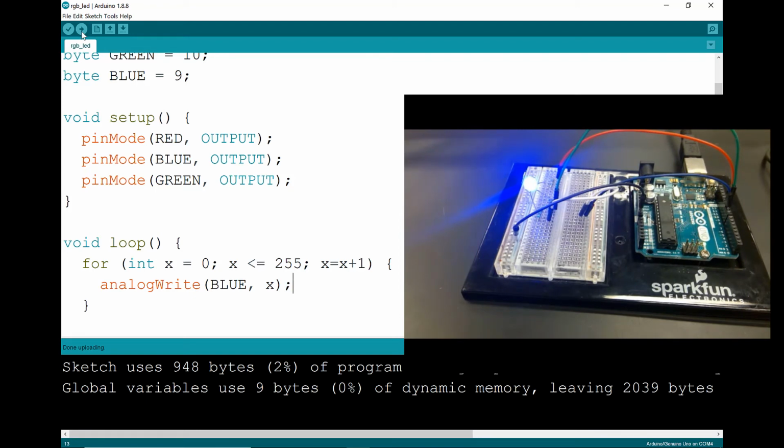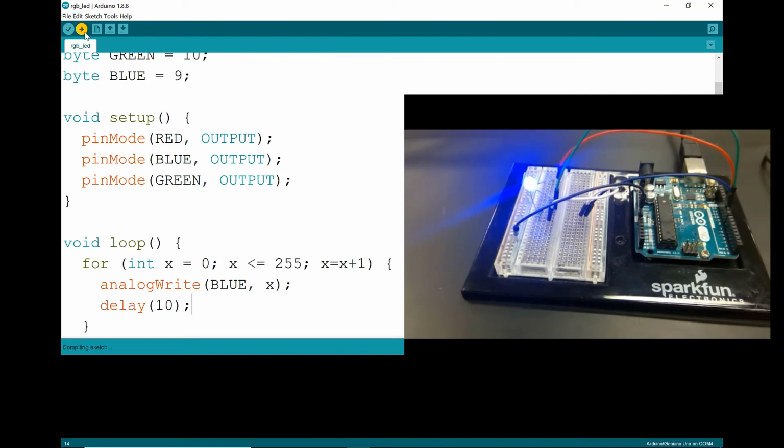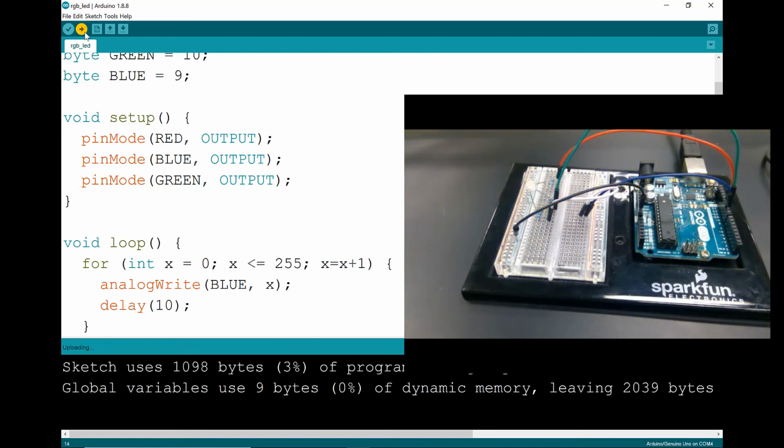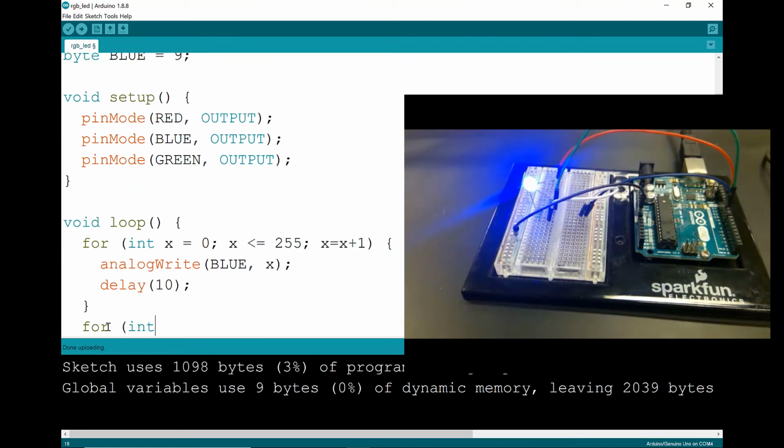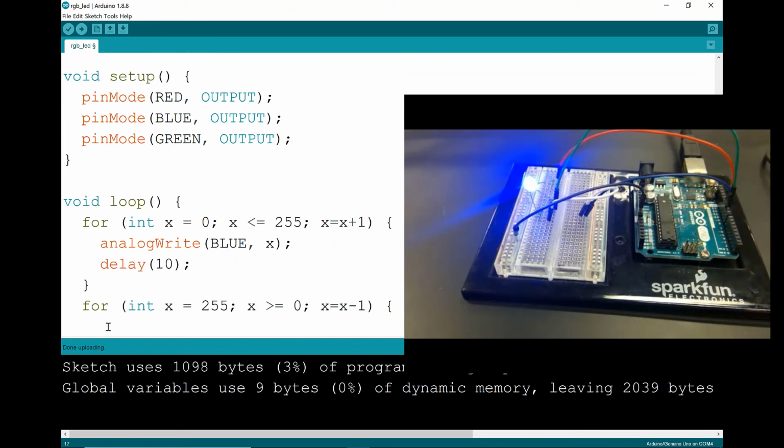Well, it doesn't look like much. It's happening too quickly. Let's put a delay in there of 10 milliseconds. Now you see the light gets brighter, brighter, brighter, and then turns off and starts over again. This is more like gasping than breathing. So I can add another for loop, and this one will increment x in the opposite direction. It'll start at 255 and go down to 0.